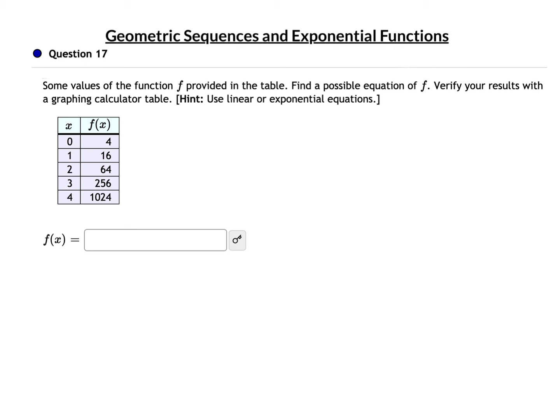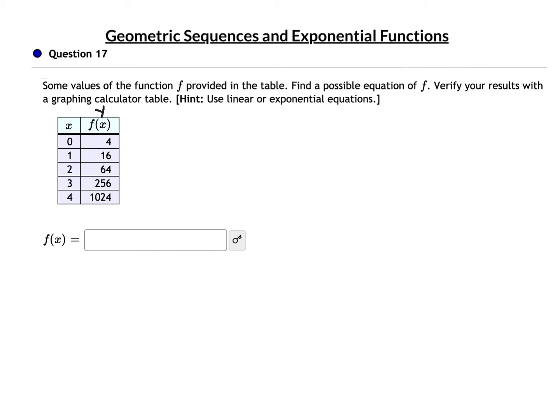Question 17. Here's some values for a function. They're calling it f. Remember that f of x is just another name for y. You can put a y there anytime you want. That's x and y. Verify your results with a graphing calculator. You don't need to do that.